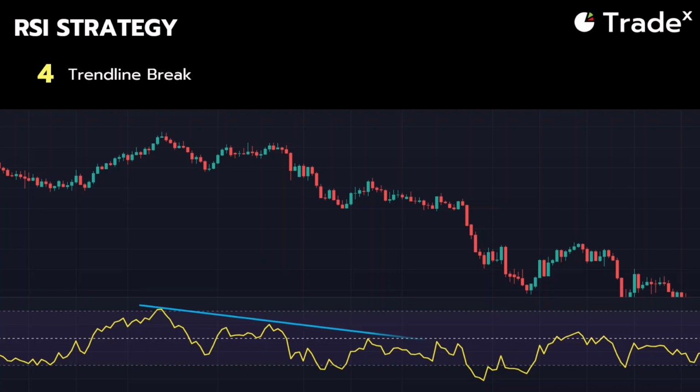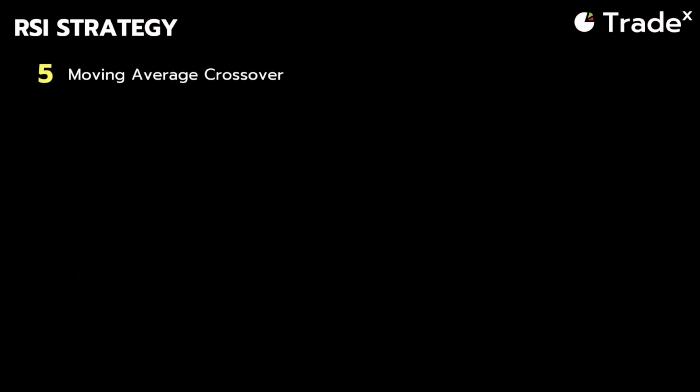Begin by drawing a trend line on the RSI, connecting as many relevant highs as possible. Continue to monitor the RSI for signs of strengthening. If the RSI breaks above the trend line, we should consider closing our short positions to lock in profits and safeguard our gains. The last RSI strategy we are covering today is the moving average crossover.